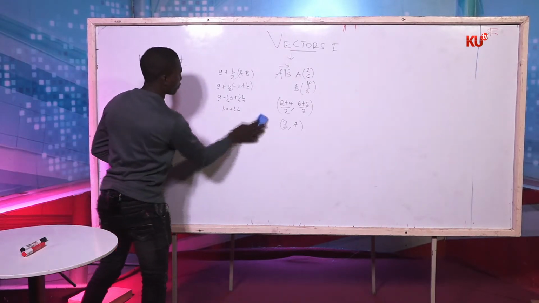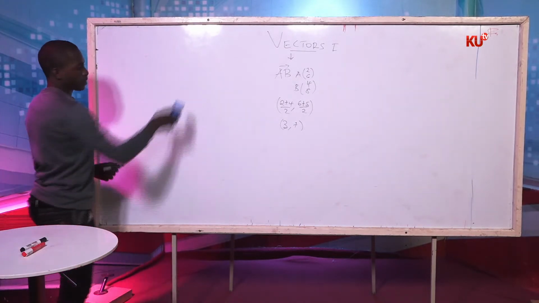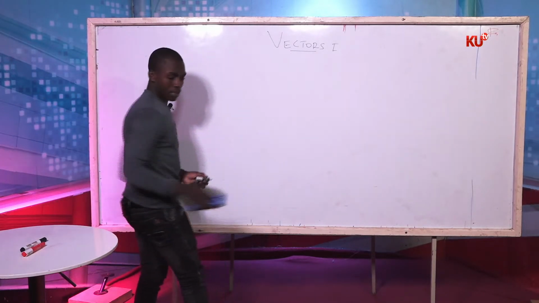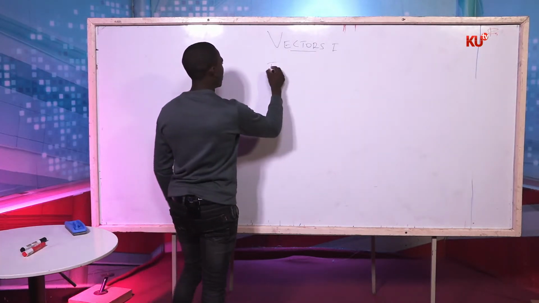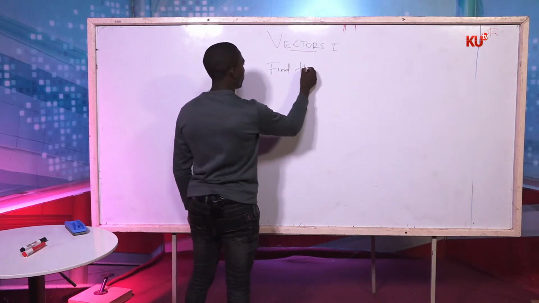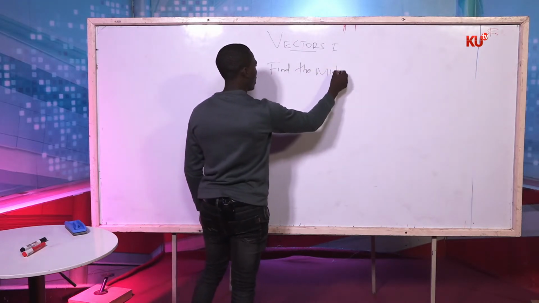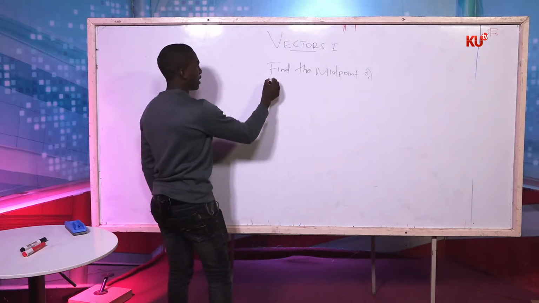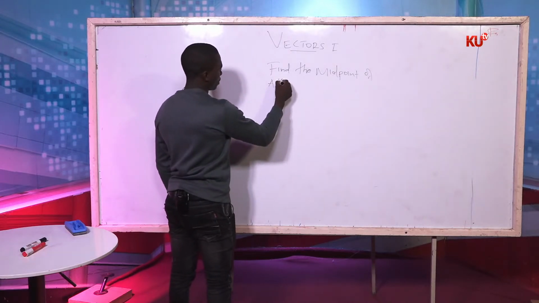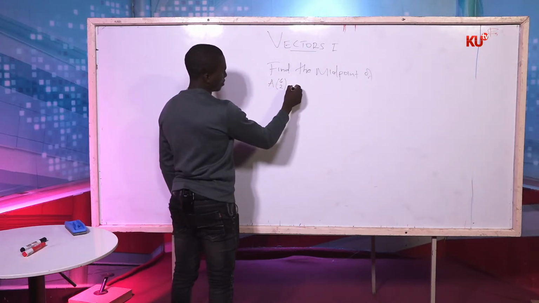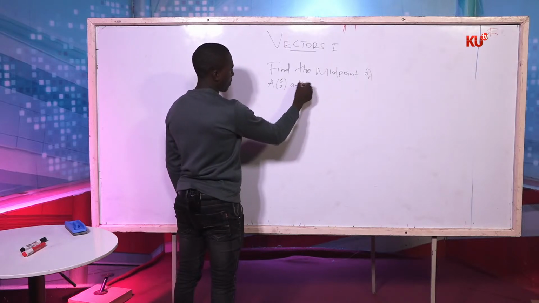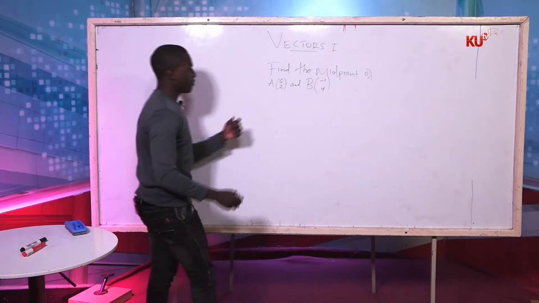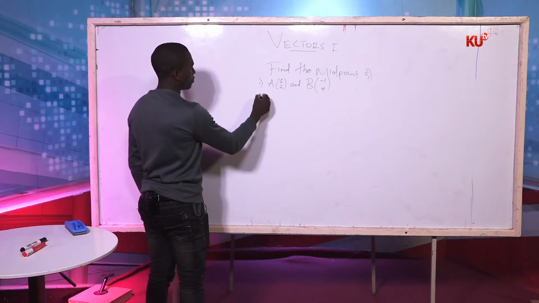You can try this on your own. Let me write it here. Find the midpoint of A (6, 2) and B (-1, 4). Find the midpoint of that. That's Roman 1 and Roman 2.